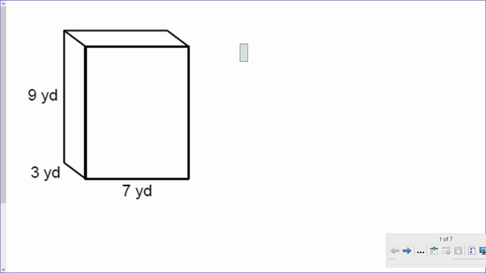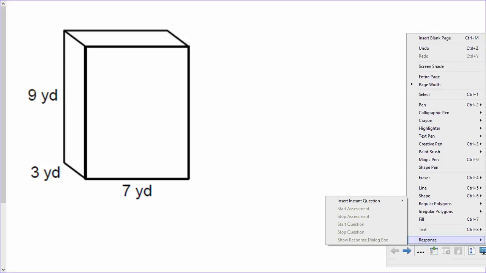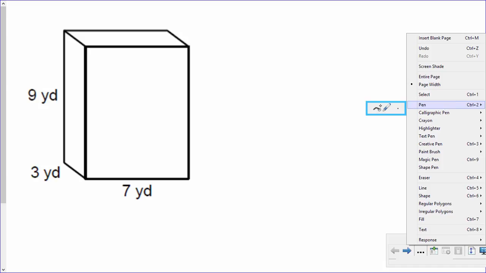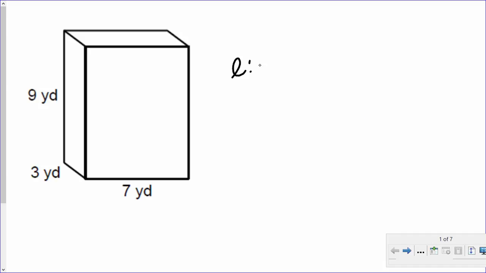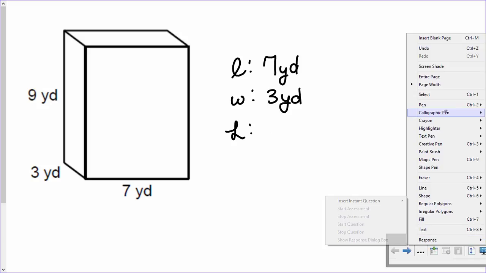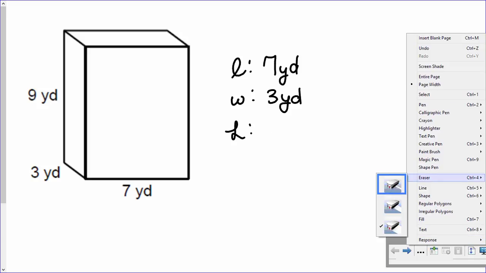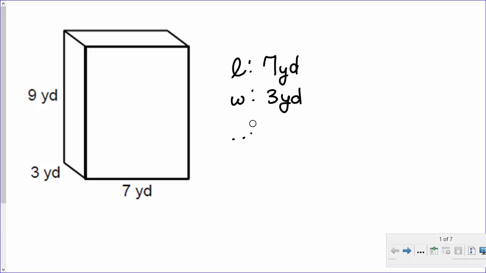So the length is, let me get my pen set. The length is 7 yards. The width is 3 yards, and the height is, and that looks like a nail. Let me erase that so no one is confused. And the height is 9 yards.